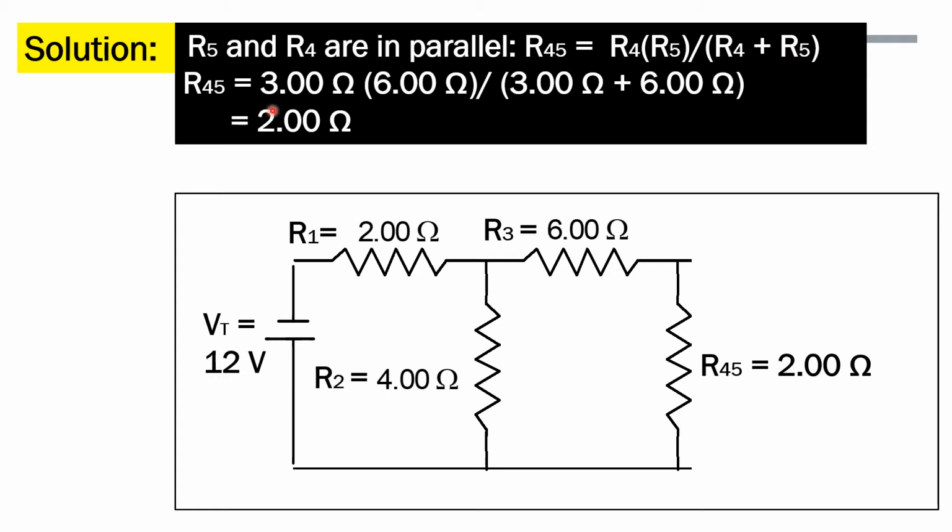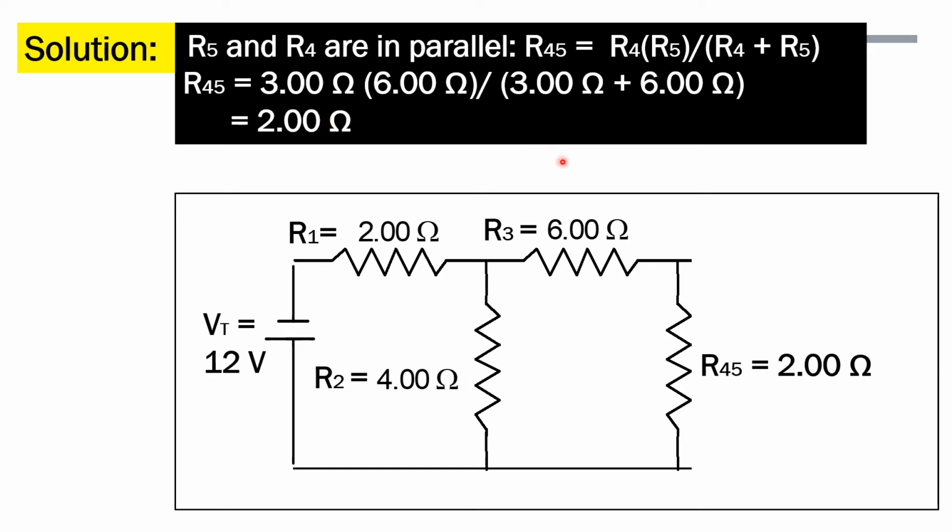R sub 4,5 is equal to 3 ohms times 6 ohms. That is supposed to be 6.00 ohms, I forgot the decimal point. Then divide it by their sum, 3 ohms plus 6 ohms, and you will get R4,5 equals 2.00 ohms.